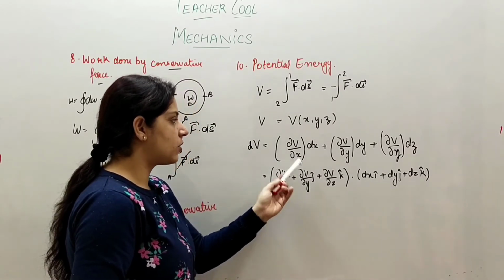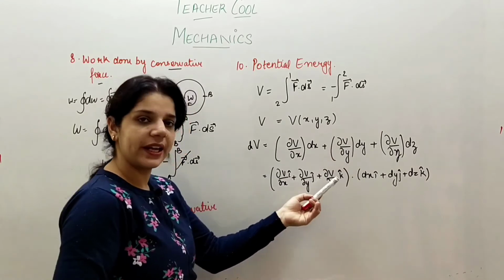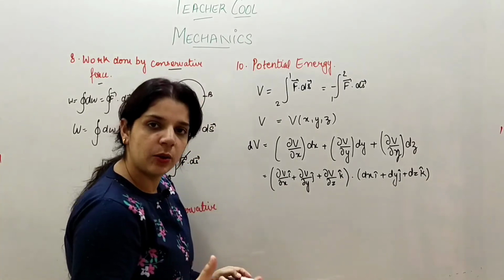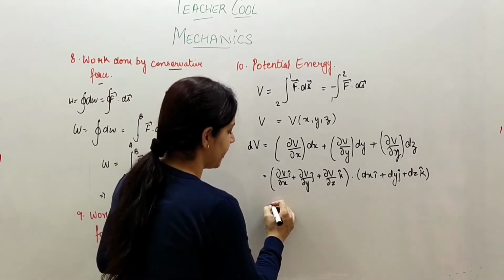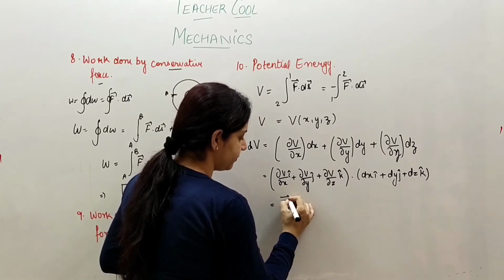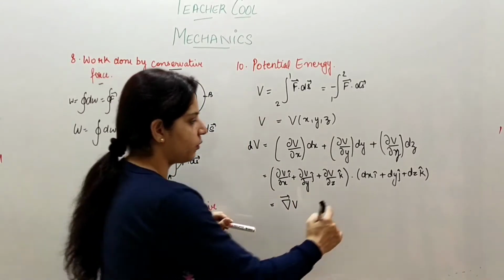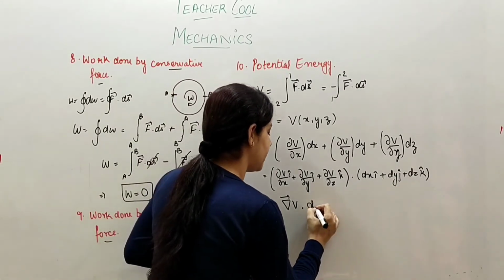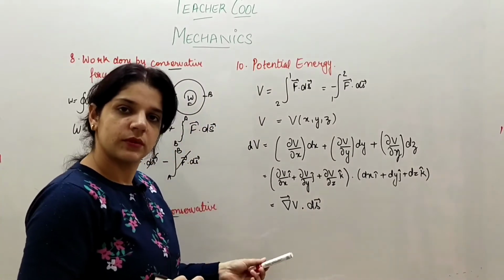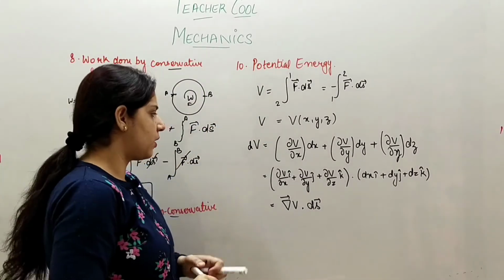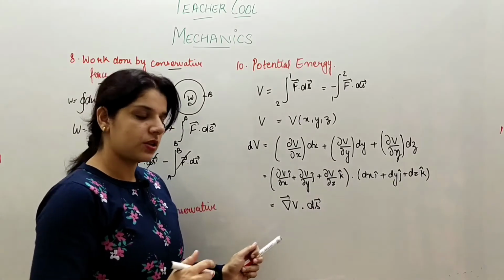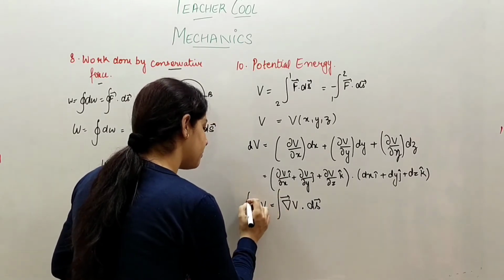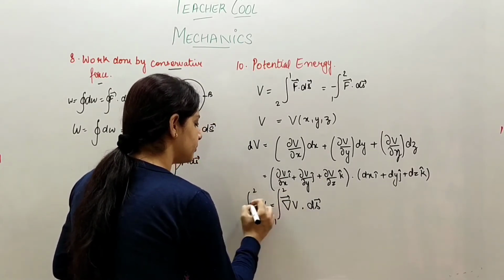Now V being a function of all these things, we can take V outside. If I take V outside, this function is the del operator. We all know that. So I can write it as del operator V. And what is this other vector? This is nothing but the displacement vector ds vector. We can all see that. Now this is my expression for dV. If I want to find the whole V, I will have to integrate this from point 1 to 2, and this will be V.